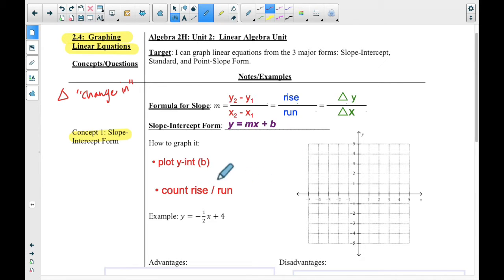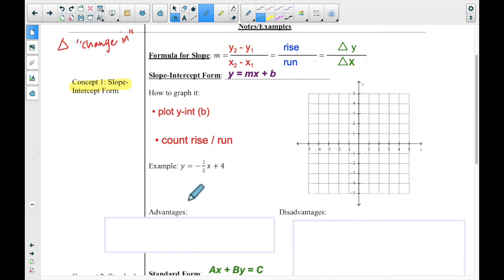How do we graph it? Well, we plot the y-intercept and then we count the rise over run. Let's do an example together. For this example, I'm going to start with plotting the y-intercept, the b. That is at 4. That is, I go up to 4 on the y-axis to find the y-intercept. My slope is negative 1/2. That means down 1, right 2, down 1, right 2, etc. Or I could go up 1, left 2 as well.